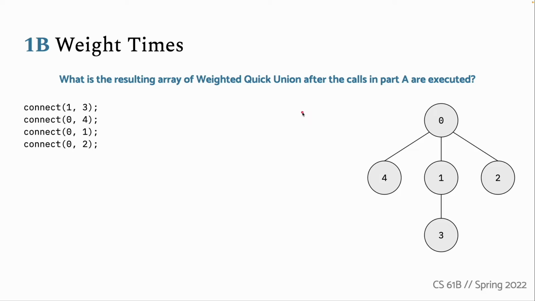So, based off of this, what is the resulting array of the weighted quick union after all these calls have happened? What does the array format version of this conceptual data structure look like? I'll give you a chance to try it out.